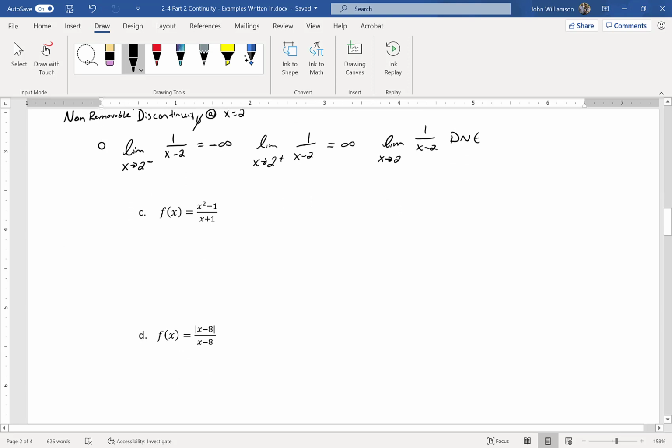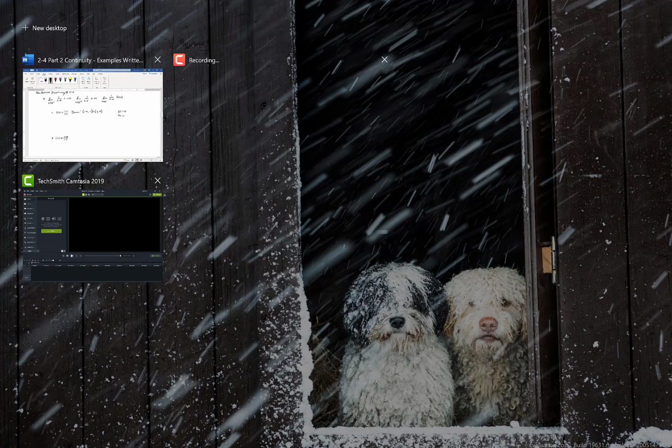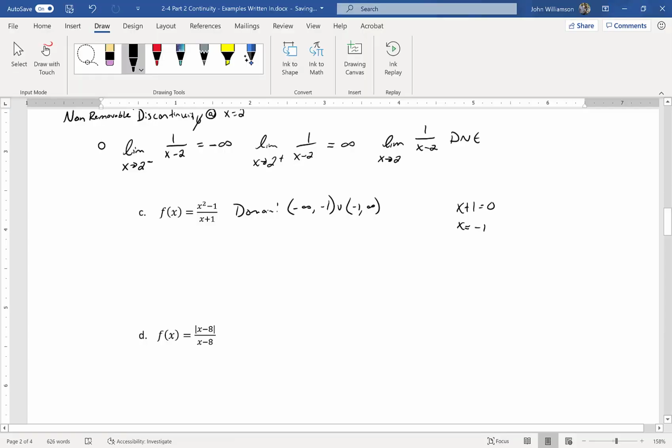All right, what about C? f of x equals x squared minus 1 over x plus 1. Again, to find our domain, we set x plus 1 equal to 0, so x equals negative 1. Our domain is negative infinity to negative 1, union negative 1 to infinity. So there's our domain. And from here, we know we have some kind of discontinuity at x equaling negative 1. But again, is it removable or non-removable?